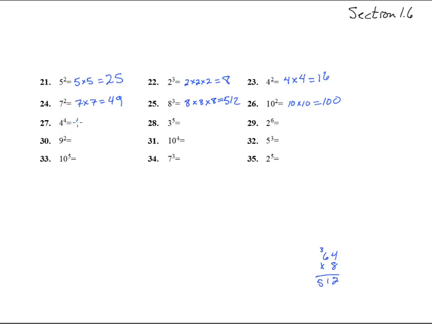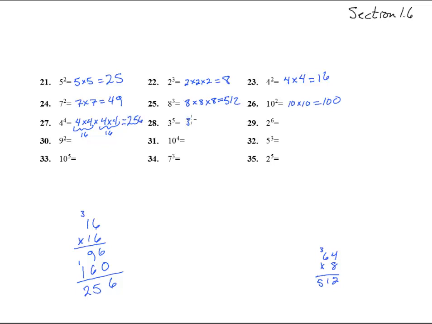4 to the fourth, that's 4 times 4 times 4 times 4. I'm going to look at that, and 16 times 16. Let's write it like that. 16 times 16. Ooh, we didn't memorize this one. 6 times 6 is 36. 6 times 1 is 6, plus 3 is 9. And then we have a 0 down here, and 1 times 6, and 1 times 1. So we get 256.